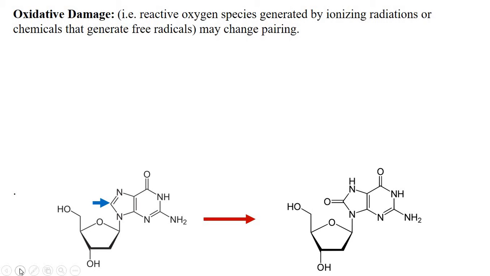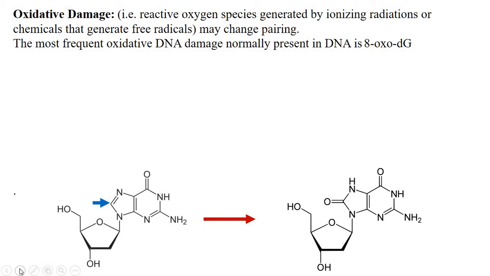So today we are going to talk about oxidative damage. Now, oxidative damage is when reactive oxygen species, which can be generated by ionizing radiations or chemicals that generate free radicals, change the pairing of these different bases. As you all probably know already, free radicals are highly reactive molecules. These are usually short-lived, but even for their short life, they can affect the DNA molecule, both the bases as well as the sugar phosphate backbone.